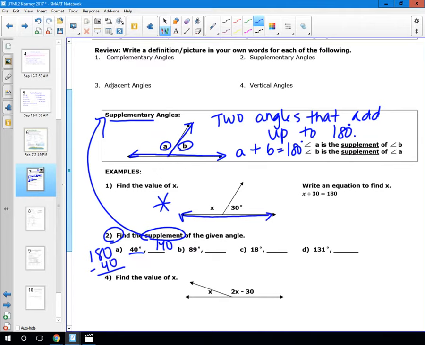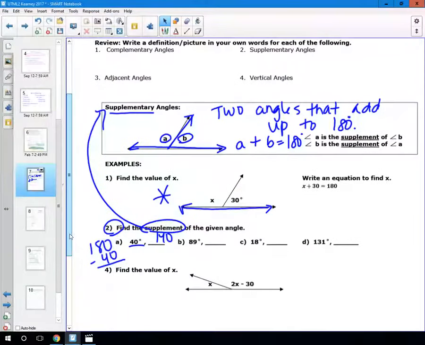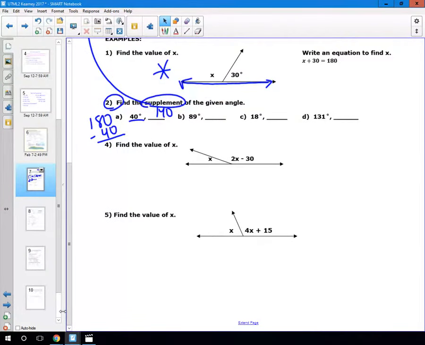I'm just skipping around here to make sure that we have time to get to the more difficult problems. So I really want to talk about number 4 and 5. These are the types of problems Miss Kearney loves, and this is the big chunk of what we're going to be doing today.